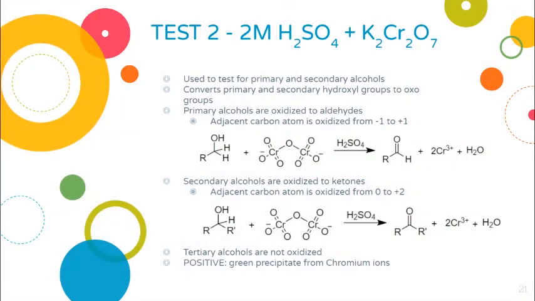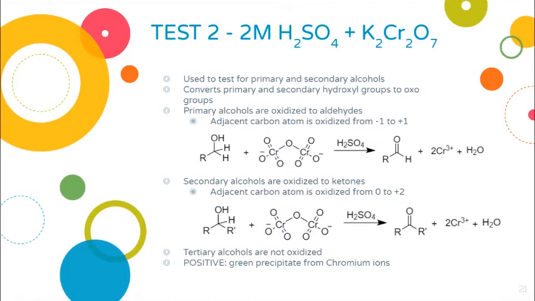For the second test, we have sulfuric acid and potassium dichromate, which is used to test for primary and secondary alcohols. This redox reaction converts primary and secondary hydroxyl groups into oxo groups. This means that primary alcohols are oxidized to aldehydes, whereas secondary alcohols are oxidized into ketones. A key step in this reaction is the extraction of hydrogen atoms by an oxygen atom to release water. These are extracted from the OH group and the carbon attached to the OH group.